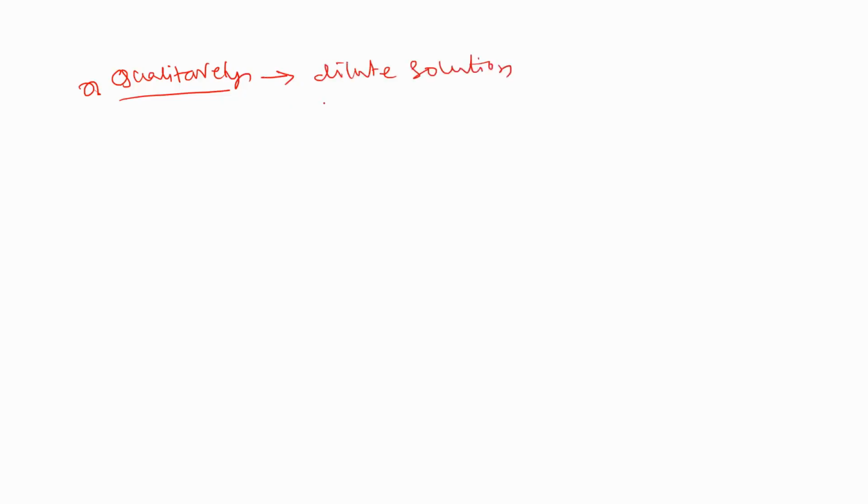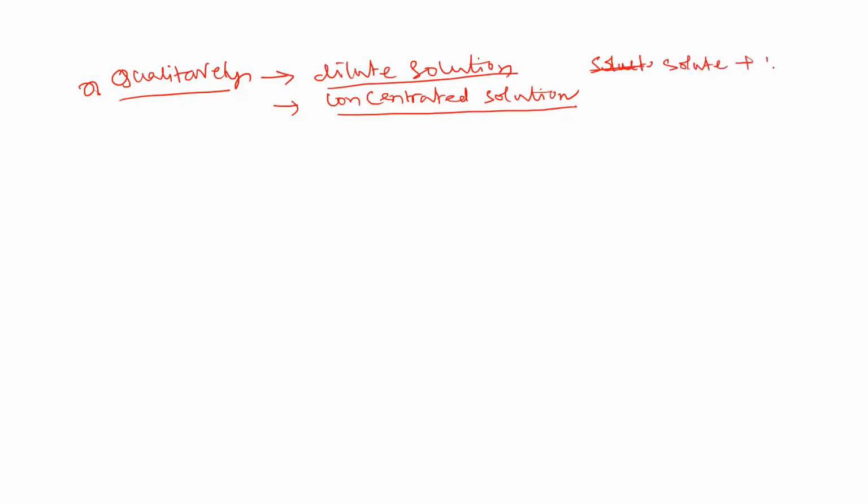Qualitatively we can say this solution is more concentrated or less concentrated. That means qualitatively we can say that it is a dilute solution, or we can say it is a concentrated solution. When we say it is a dilute solution or a concentrated solution, we know that in a solution there are two components. One is the solute, another is the solvent.